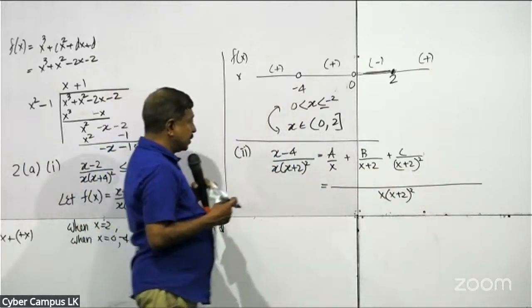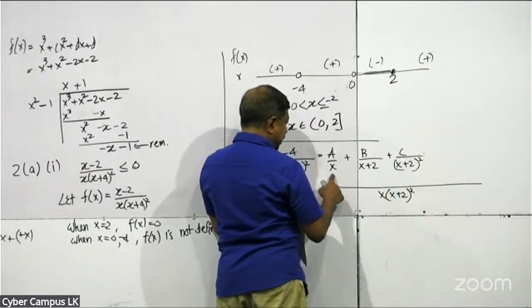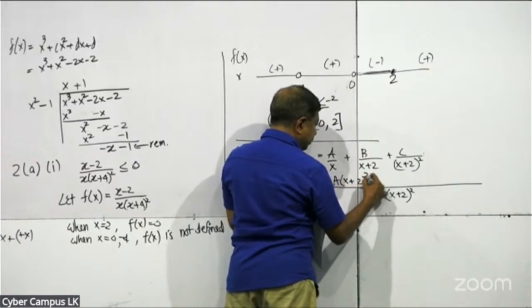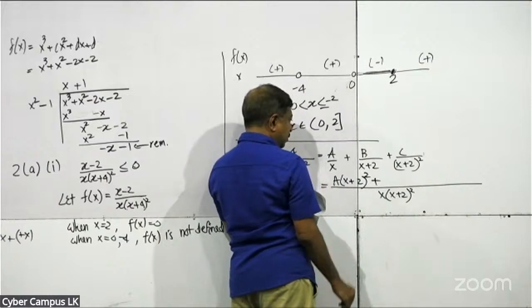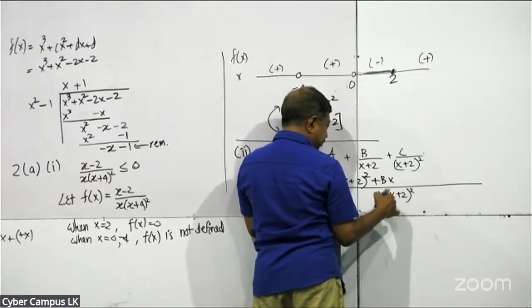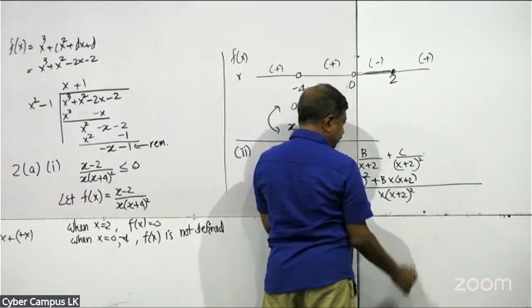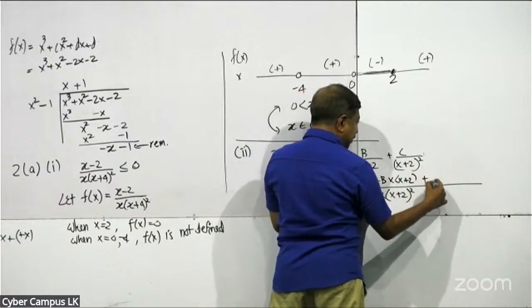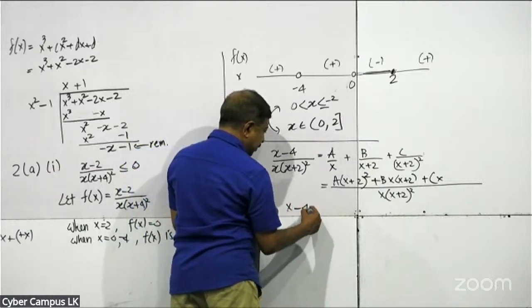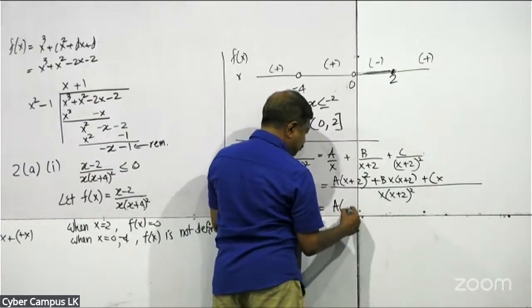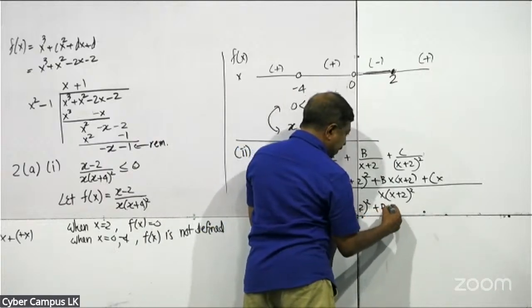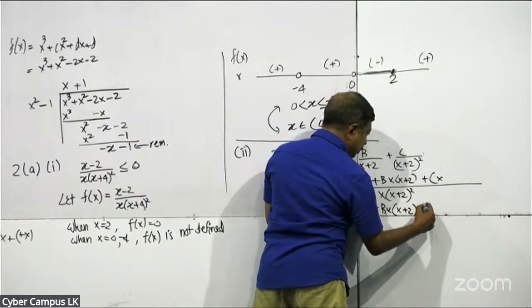Now get the common, get the upstairs. Earlier x was there, still it is there. So multiply A by (x plus 2) quantity squared. When you go for B, x plus 2 is there, so you have to multiply it by x and another x plus 2. And when it comes to this, you have to multiply upstairs by C. Now, since the downstairs are equal, you have to make the upstairs equal to each other. Plus B times (x plus 2) plus Cx.